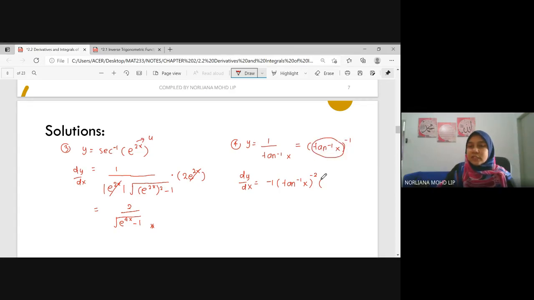Differentiate tangent inverse is equal to 1 over 1 plus u square kan. 1 plus u square is 1 plus x square lah. Multiple with du over dx. We differentiate x equal to 1. Multiple with 1. So we get negative 1 over tangent inverse x square times 1 plus x square.